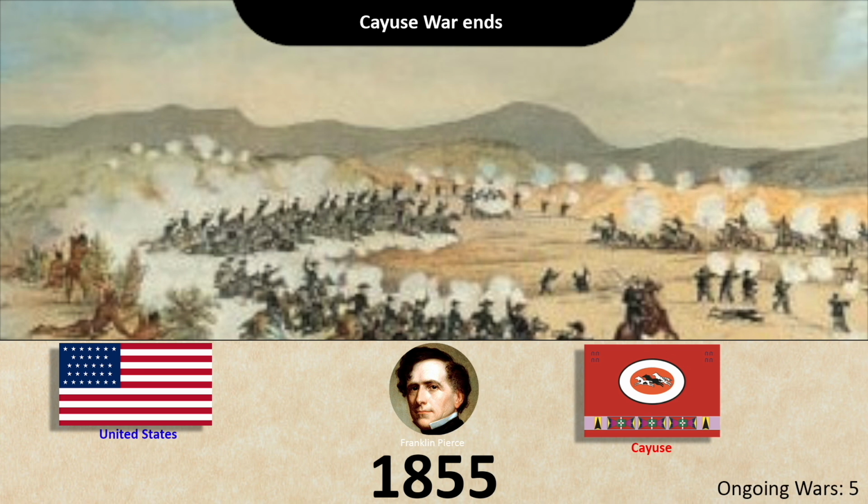Same year, the Cayuse War would end. By this time, a force of over 500 would be led against the Cayuse, and eventually they would surrender and hand over 5 members that were responsible for the murder of the Whitmans, and they would be hung, and officially the war would be called as over in 1855.